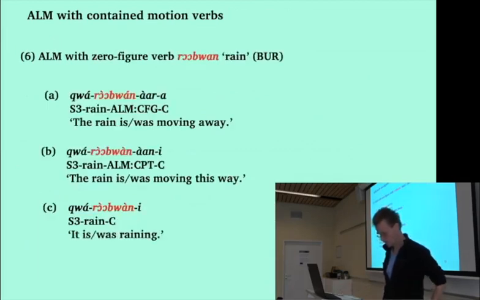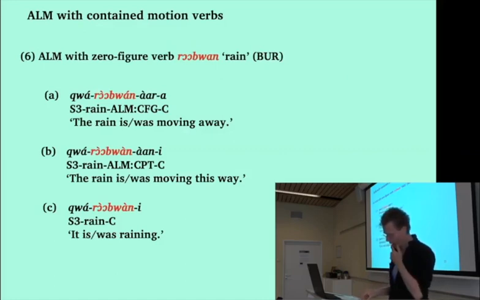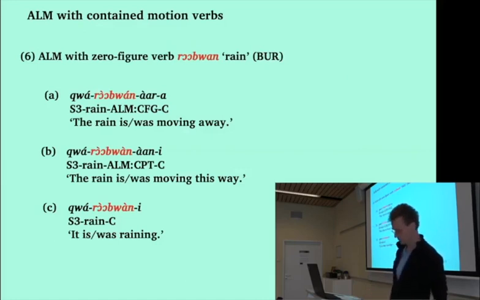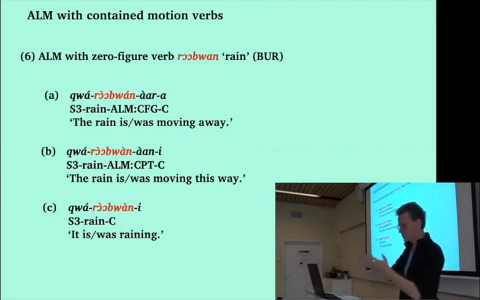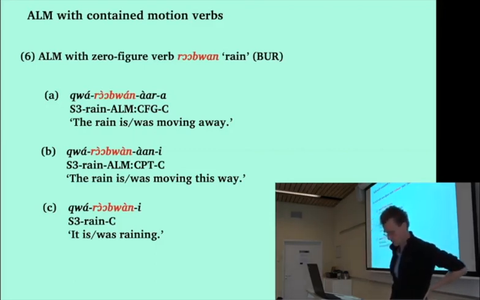One could also add, for example, zero place or motion verbs. The one found is rob one, to rain, which derives the alm stem robwanar and robwanan. They express the movement of showers or a rainy area as a whole, which could be seen in the examples in 6.